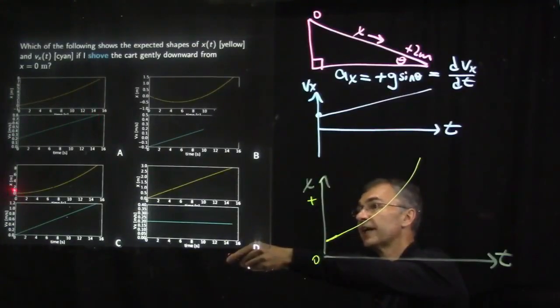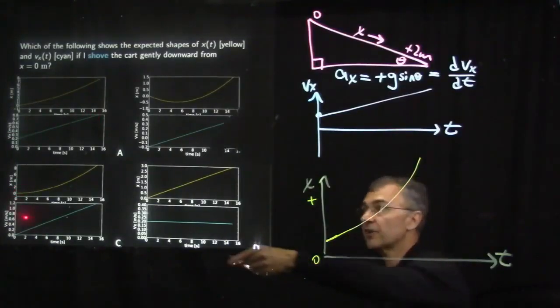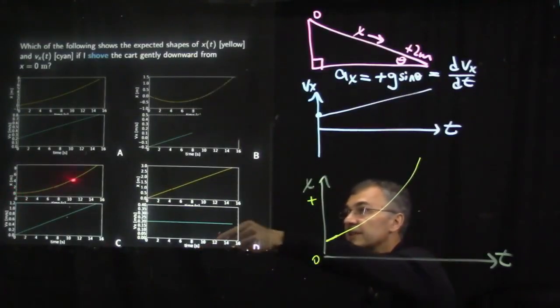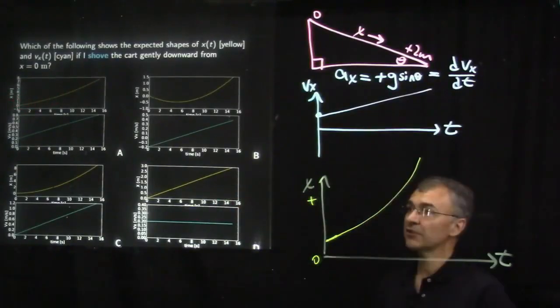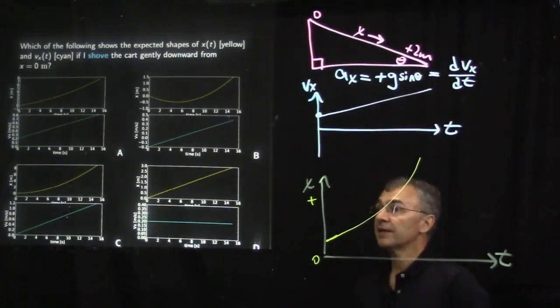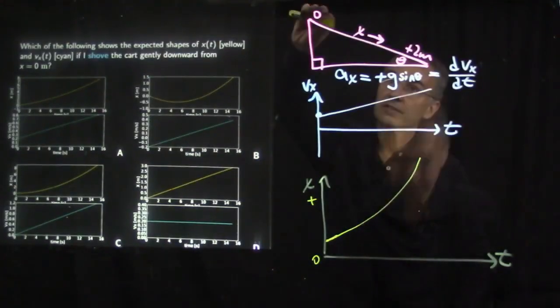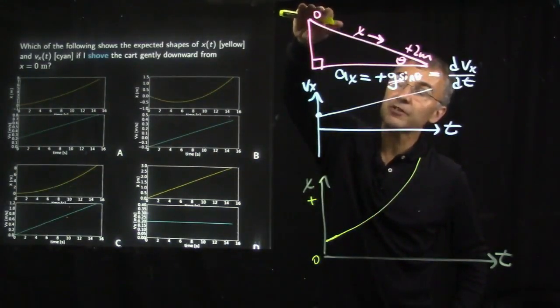Here, the slope of the x versus time curve starts out 0. You see the tangent of that curve is horizontal, and then it gets more and more positive. Here, the tangent of that curve starts out with a positive slope, and it gets more and more positive. So A and C look pretty similar, but C is what I would get if I simply let my fingers release the cart from the top without shoving it.